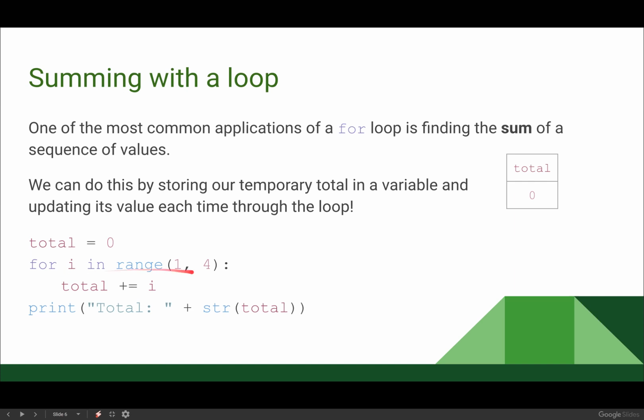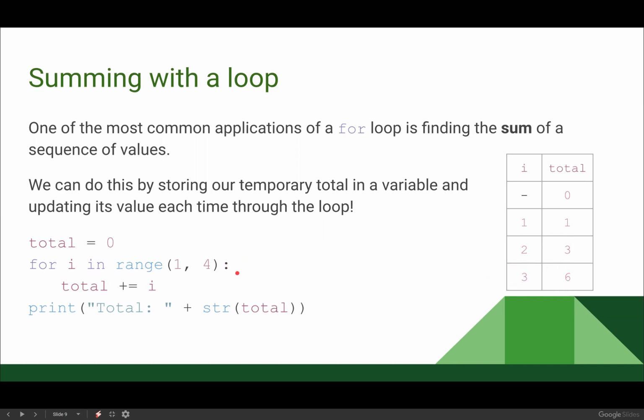What's my first value for i going to be? 0. Oh, 1. It's going to be 1. Absolutely correct. So when i is 1, we're going to add the value of i to our total. 1 plus 0 is going to give us 1. i is going to go to 2. 2 plus our previous value in total. 2 plus 1 is 3. The next value of i is 3. 3 plus 3 is 6.